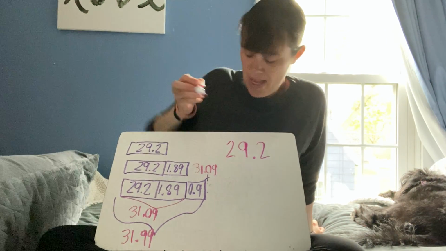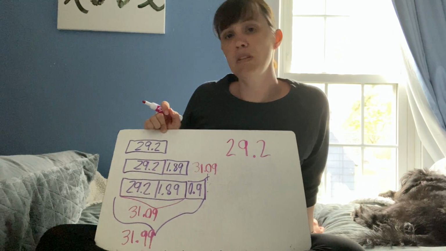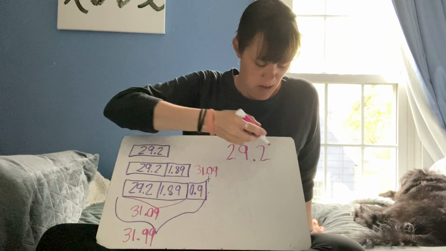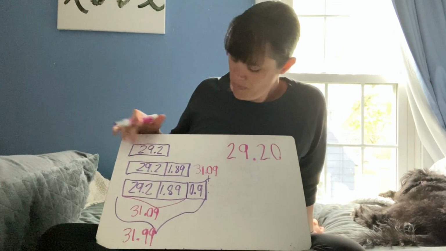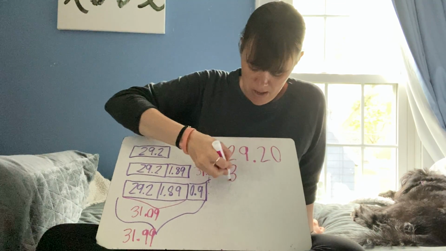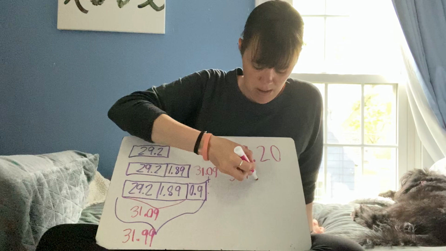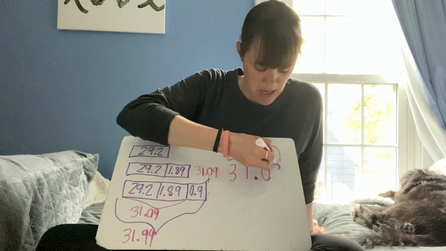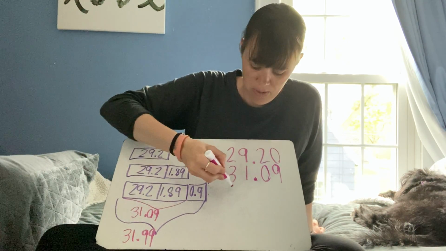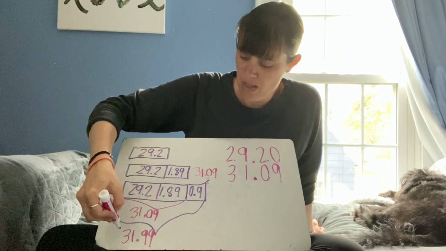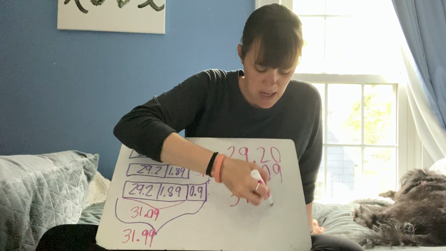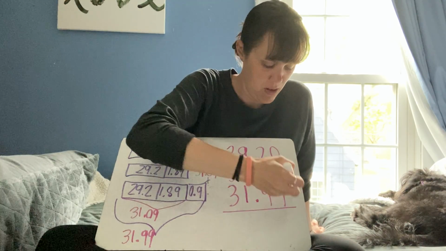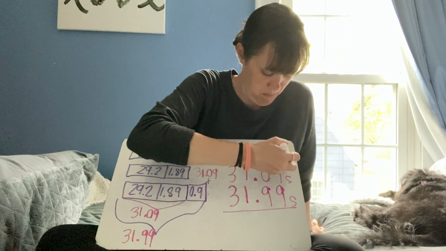29.2. And you know what? I know that I'm dealing with numbers that are in the hundredths. So 2/10 is the same as 20/100. And then we have 31. I hope I haven't made a mistake. And 9/100. And then we have, so that was the second one. And then the third one is 31 and 99/100. And these are all in seconds.